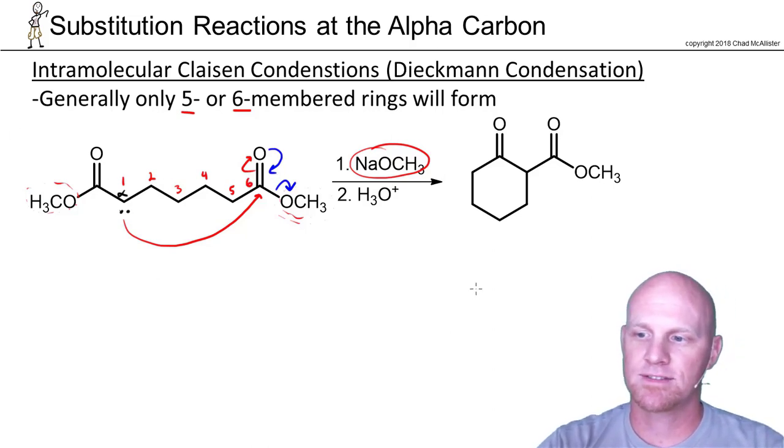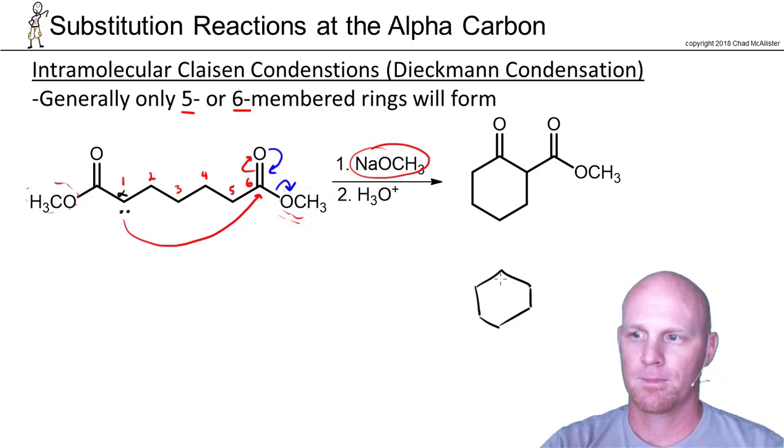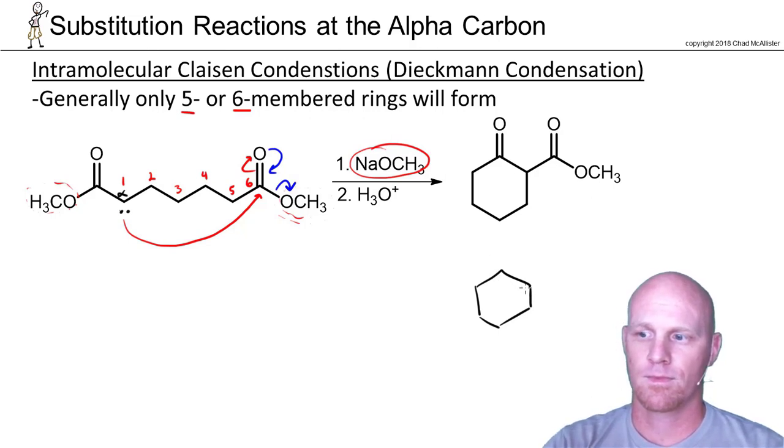And if I draw out that 6 membered ring, obviously the product's there, but I just want to show you how to actually arrive at that product. So if we draw out that 6 membered ring here, I could have this be carbon 1, 2, 3, 4, 5, and 6.